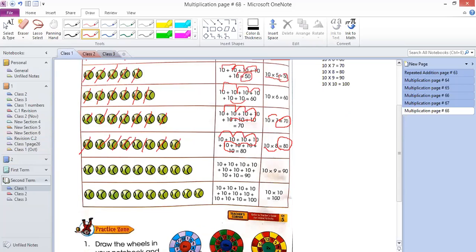In such a way, there are 9. These all are 9 tens. So 10 by 9 equals 90. And these all are 10. So 10 by 10 equals 100.